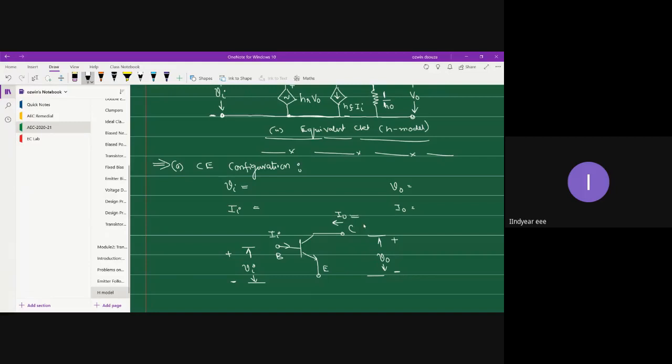Now, what is I0? I0 is IC. And what is II? II is the base current, IB. And what is VI? VI is the voltage across base and emitter, so it is Vbe. Remember one thing, I'm taking small b and small e because I am dealing with AC signals. And my output voltage is seen across the collector and emitter terminals, hence I will write the output voltage as Vce. Is it understood?